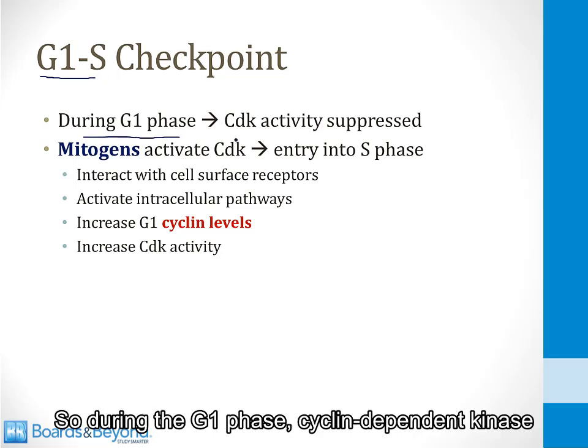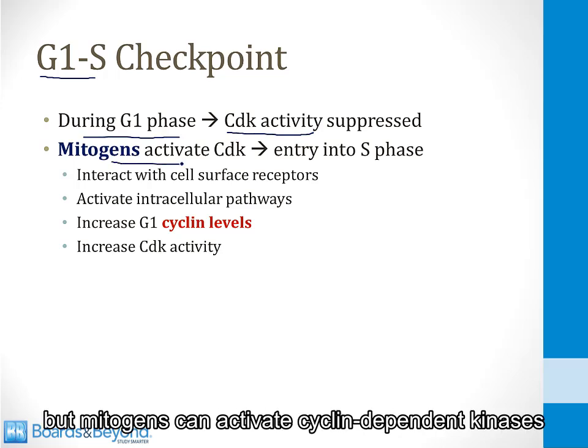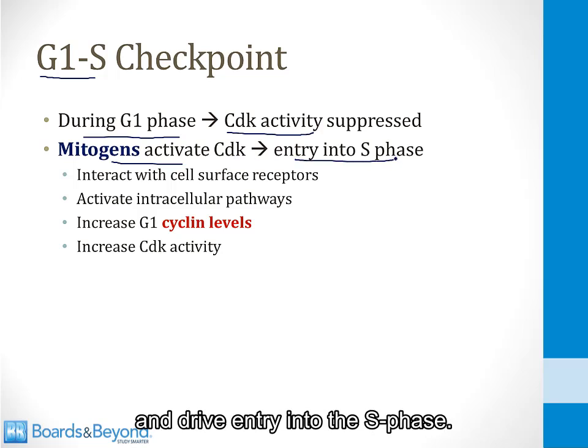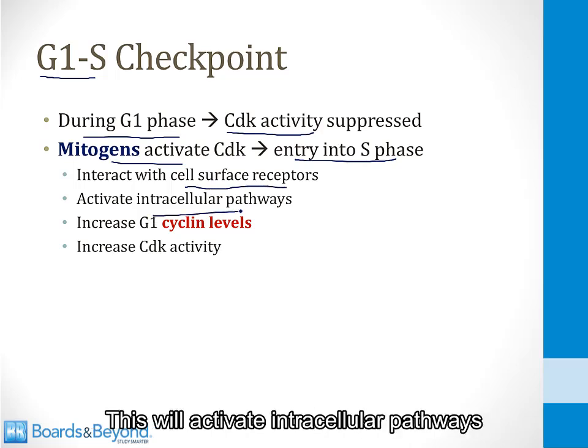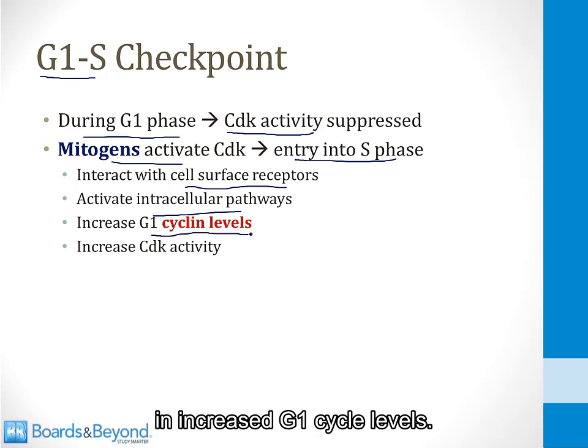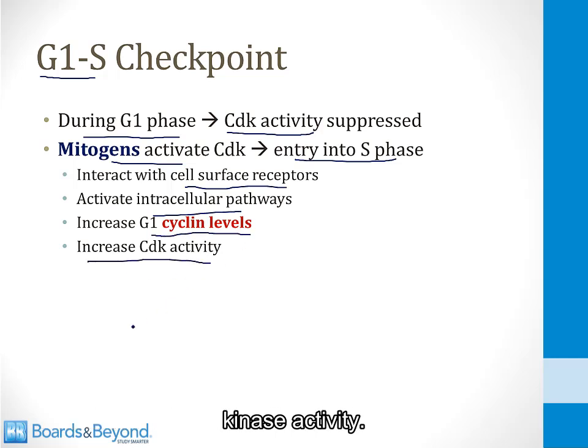So during the G1 phase, cyclin-dependent kinase activity is suppressed, but mitogens can activate cyclin-dependent kinases and drive entry into the S phase. The way they do this is by interacting with cell surface receptors. This will activate intracellular pathways and increase G1 cyclin levels, and those G1 cyclins will increase cyclin-dependent kinase activity.